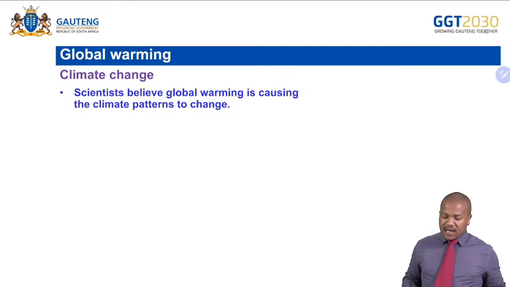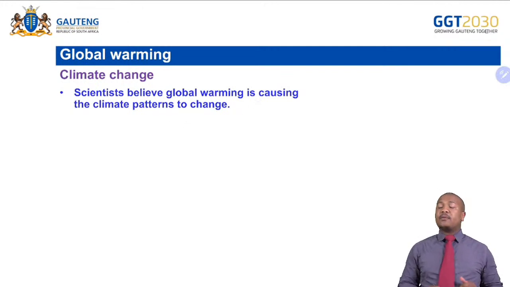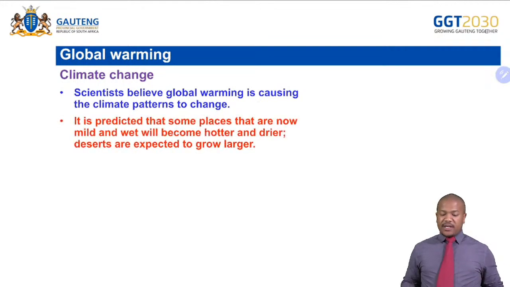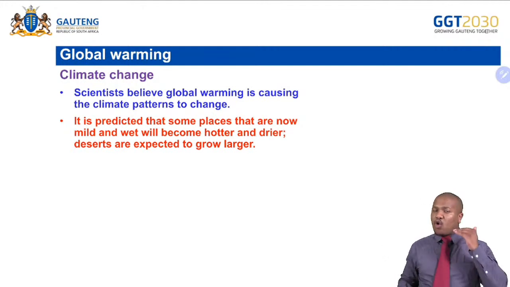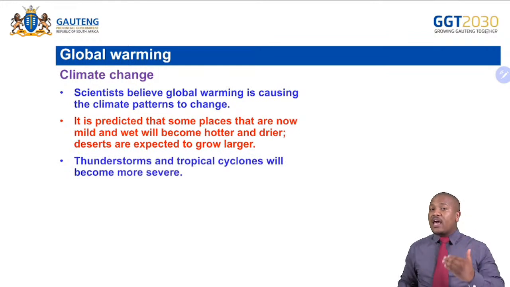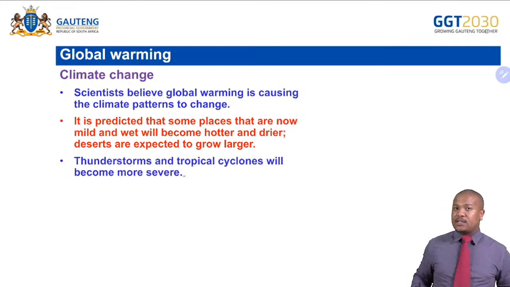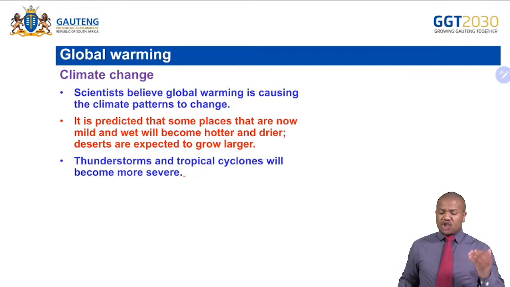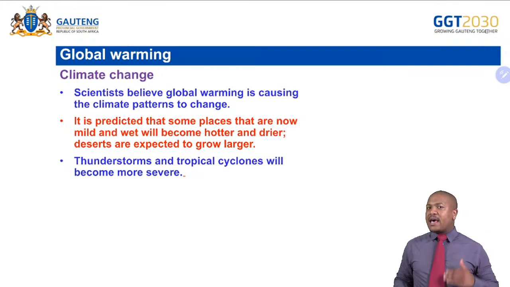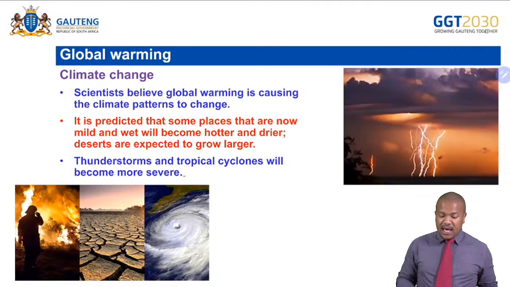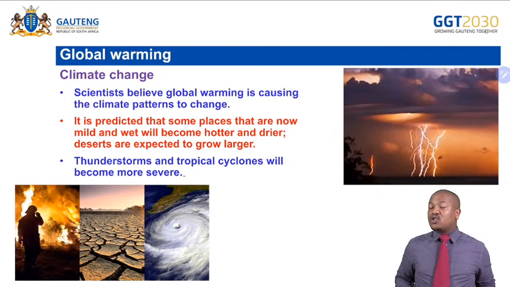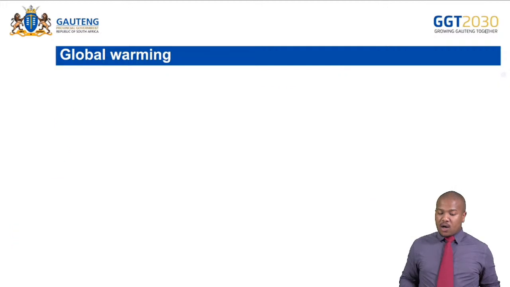So scientists believe that global warming is causing the climate patterns to change, right? So it is predicted that some places that are now mild and wet will become hotter and drier. Deserts are expected to expand, right? They're expected to grow because of this global warming that starts from what? From the emission of greenhouse gases. And also, thunderstorms and tropical cyclones will become more severe as time goes by, right? This is because of global warming. So we have severe thunder and more tropical cyclones because of this certain issue, which is global warming.